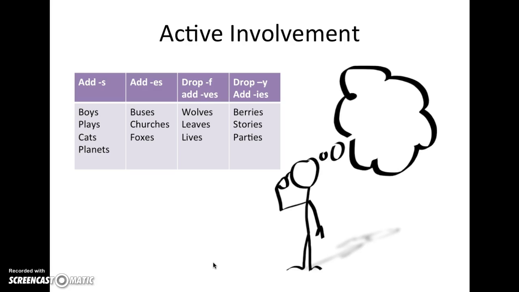So now what I want you to do is, let's think about the chart that I have up here. I have a category for words where we just add s, a category for words where we need to add es, a category for dropping the f and adding ves, and then dropping the y and adding ies. So I have a few examples up here of words that fit in those categories. So based on what we just saw on the other charts and what we talked about, some of the rules, let's see if we can brainstorm some more words that would go into these categories and see if we can add them to the chart. So I'm going to pause the video and then we're going to brainstorm, and I want you to turn and talk about this with the partner, and then we'll share out together.